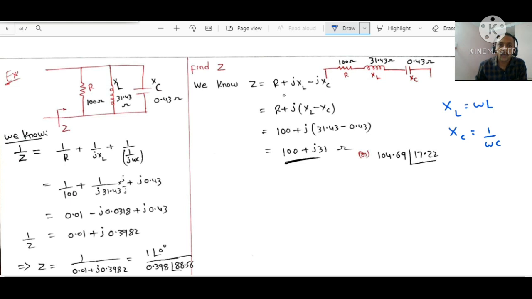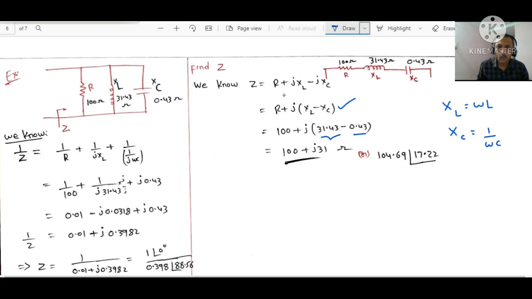Right? Now, Z equal to R plus jXL minus jXC. Now, R plus, take j common: XL minus XC. What is the value of XL? Already given, no need of frequency and all those things. Directly he gave the value in ohms. So simply 31.43 XL minus XC, you will get 100 plus j31.